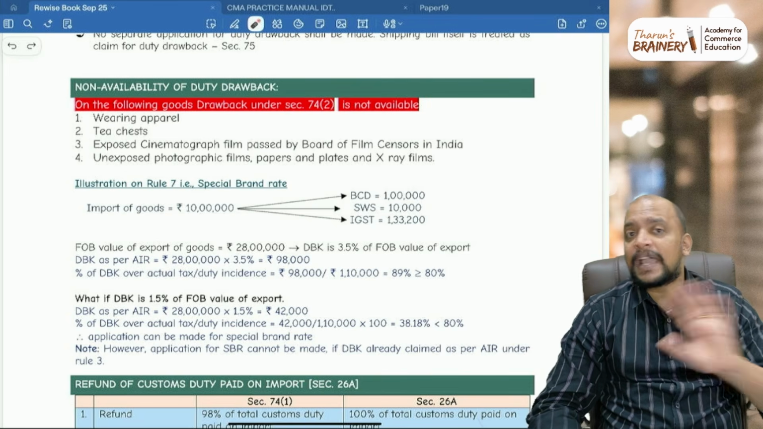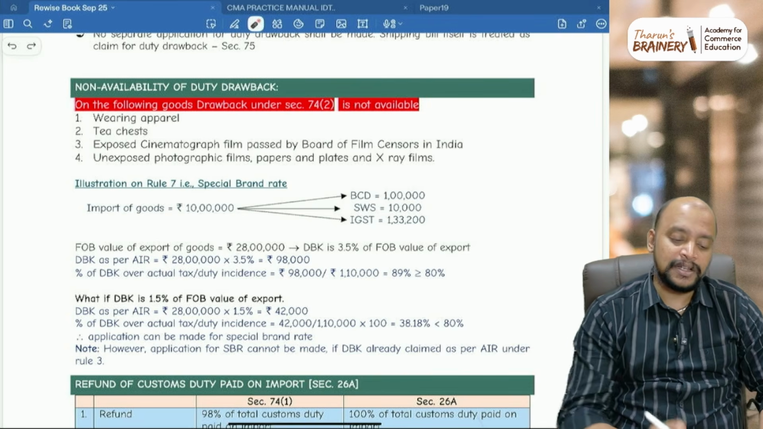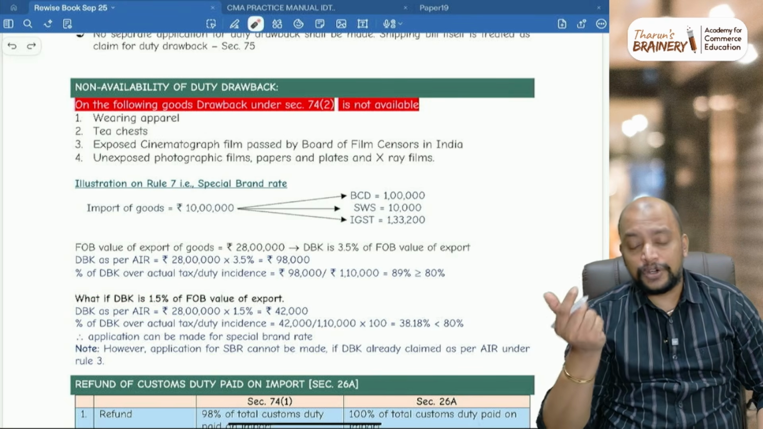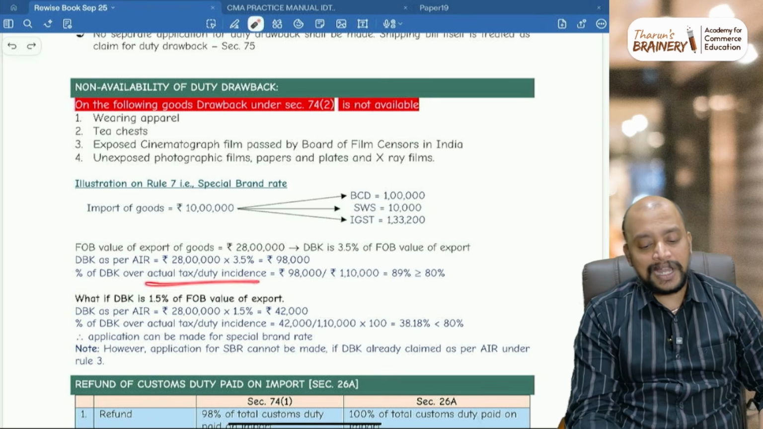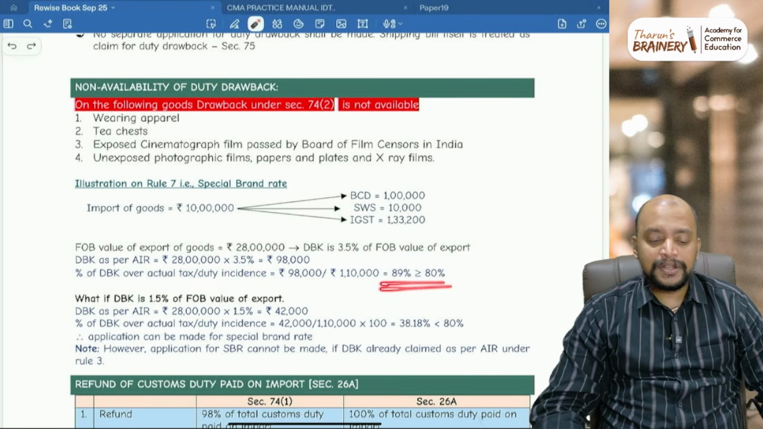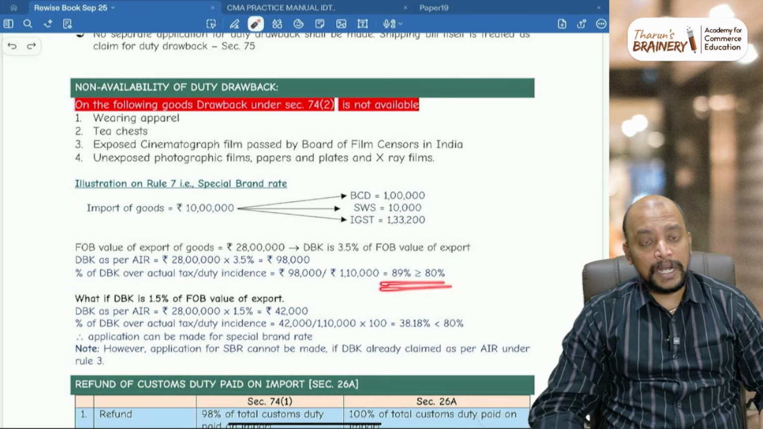So therefore, don't make an application for special brand rate. The percentage of duty drawback, DBK in short, over the actual tax or duty incidence is 89%, which is greater than 80%. So therefore, special brand rate is not required.